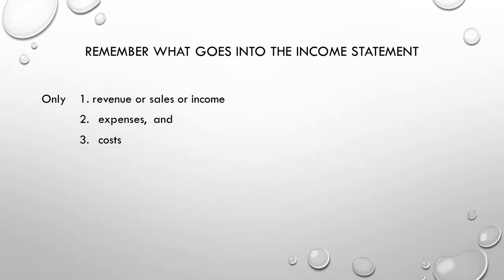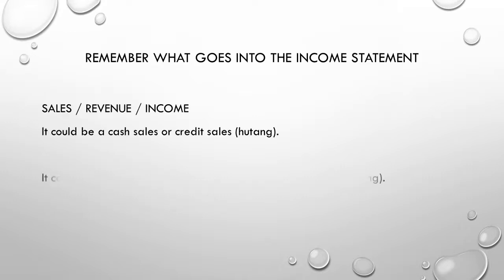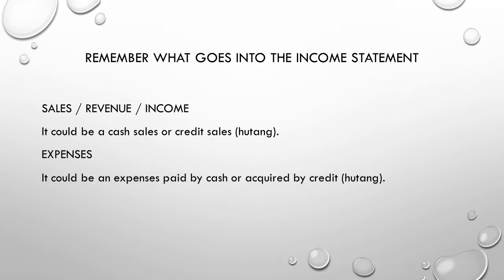Okay, in this slide, I just want to emphasize the items that go into the income statement. The revenue, the expenses, and the cost for that particular period. So if you are recording for the month of December, you will only take into account the revenue, the expenses, and the cost relating to that month only. This is also just a recap. Sales could be cash sales or credit sales, and expenses could be expenses paid by cash or incurred on credit.